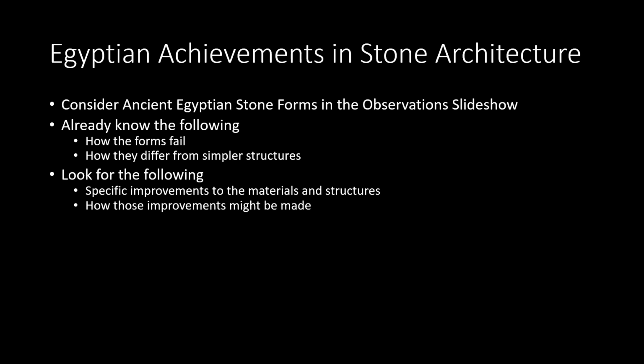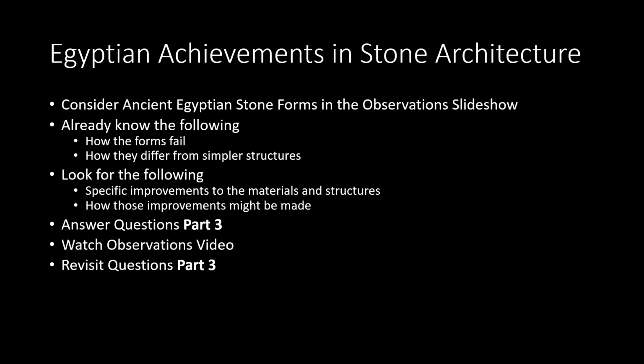And then once you've identified those improvements, think about how they might be made. So think about the skills or technologies that the Egyptians might have had to use in order to make those improvements. And then you'll go on and answer questions, part 3 of the questions, after you've done your observations. Now, you might not be able to get through all of these, so you'll be able to watch the observations video, then go back and revisit part 3 of the questions.